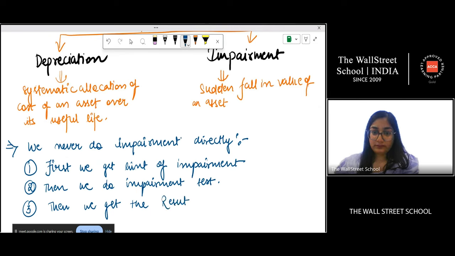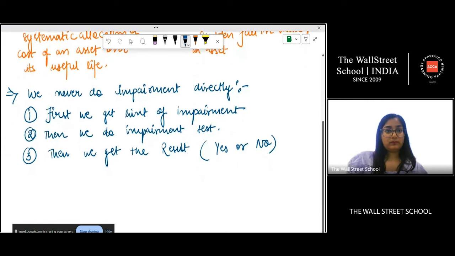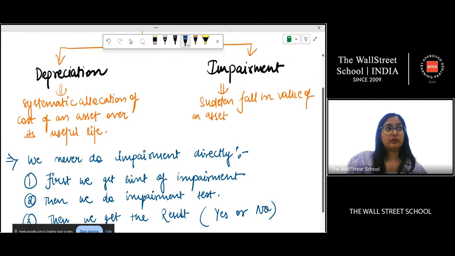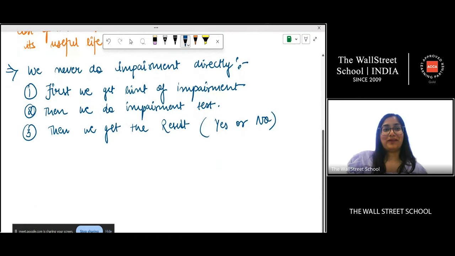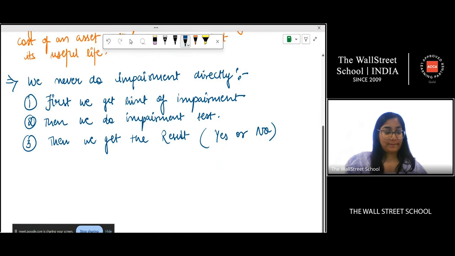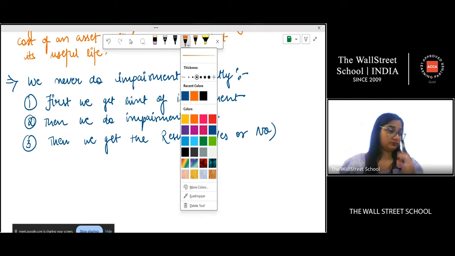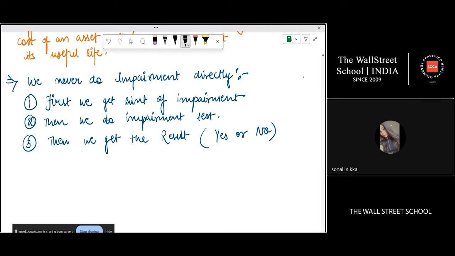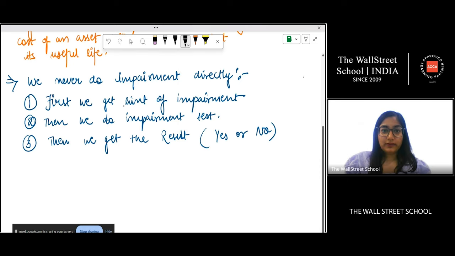Okay. Are you all done writing? Can I scroll it down? Yes. Okay. In the first point, first we get a hint of impairment. Hint. H-I-N-T. Hint of impairment.